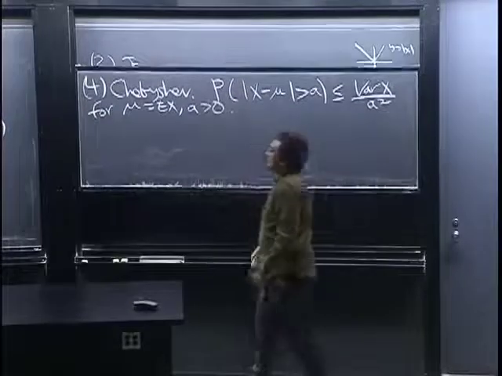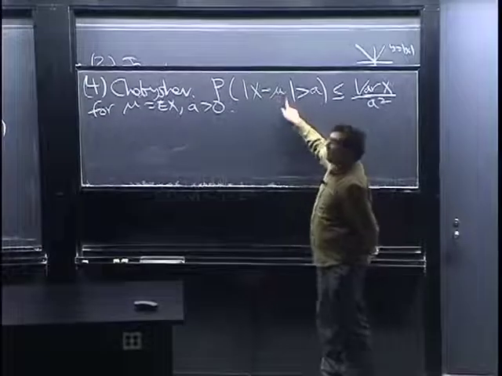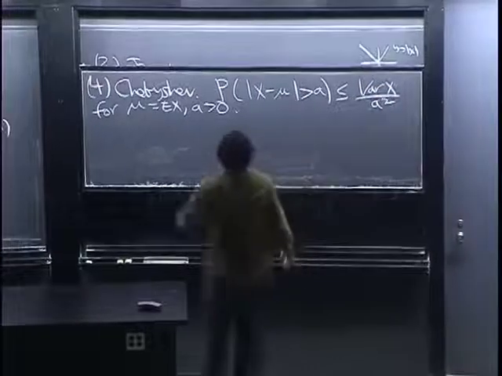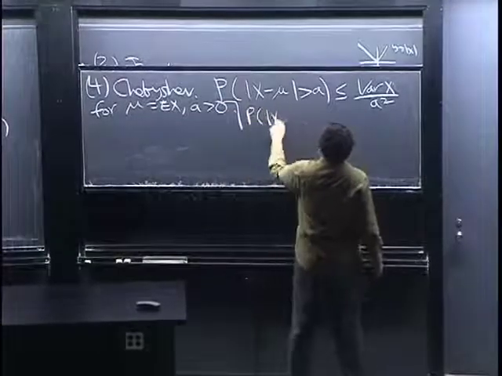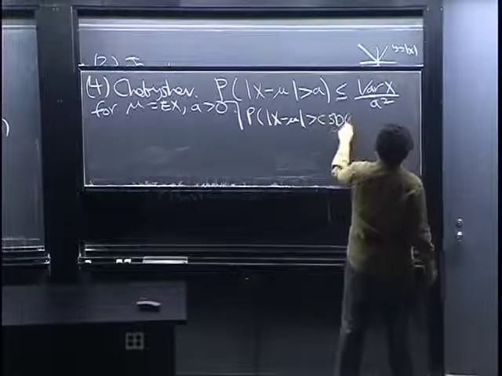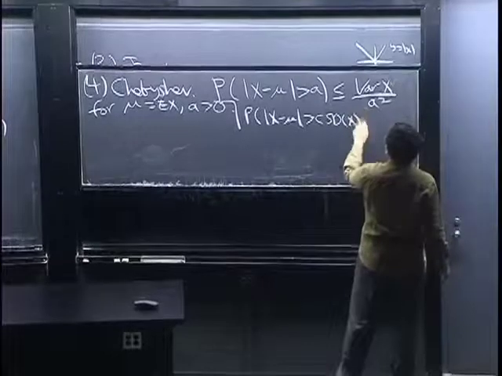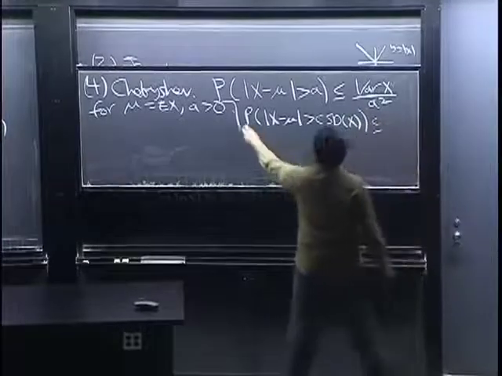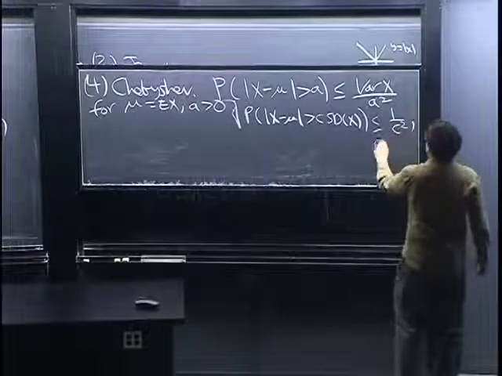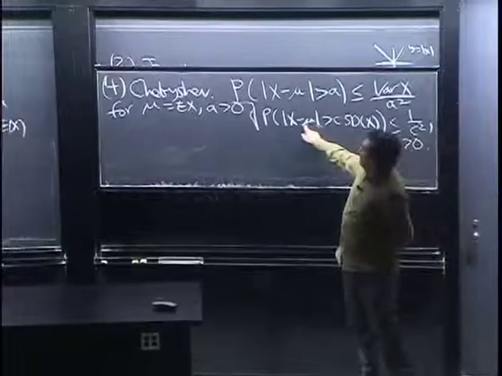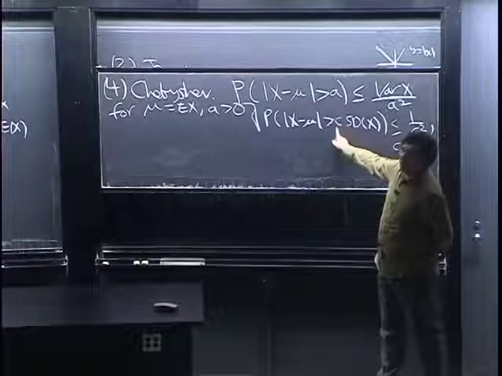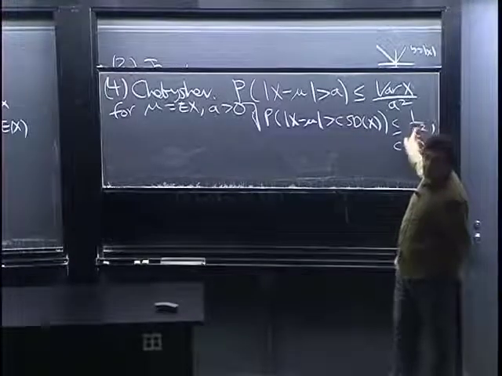Okay, so it's kind of similar in spirit, except we're looking at the difference from the mean, and we get variance and a squared thing up here. The other way to write this is that the probability that X minus mu is greater than, let's say, c times the standard deviation is less than or equal to 1 over c squared, where, again, c is greater than 0. So this says that the probability that X is more than 2 standard deviations away from its mean is at most one quarter, right?